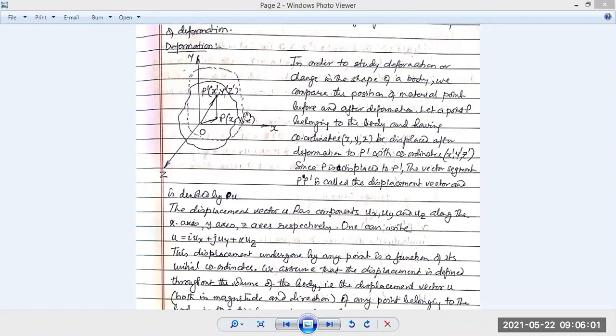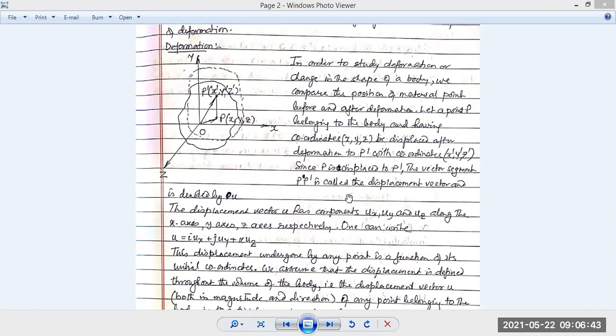Now, here we have a displacement vector PP dash. You know, from the definition of vector analysis, displacement, force, velocity, and acceleration are vector quantities, which means they have a numerical value and a specific direction along which they act. The vector PP dash is not exactly the same as the vector P dash P because their orientation, the line of action, is exactly opposite. This is the concept of vector analysis which we are applying here.